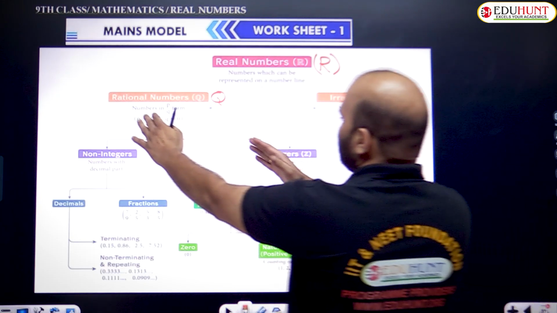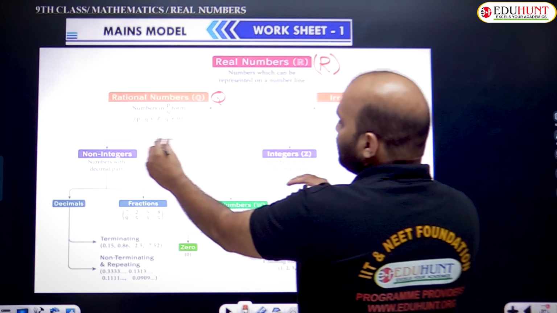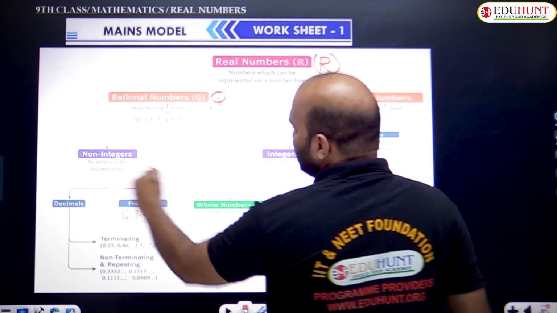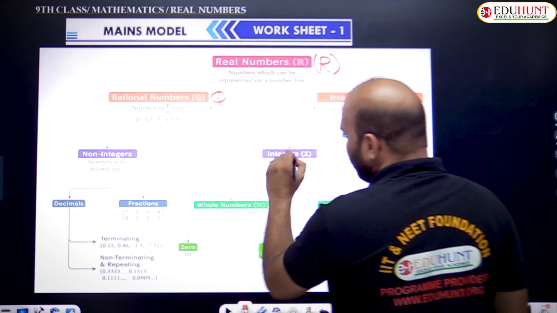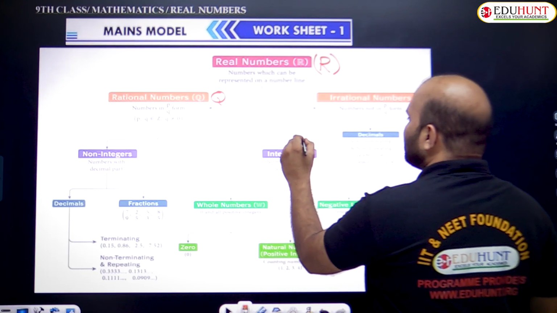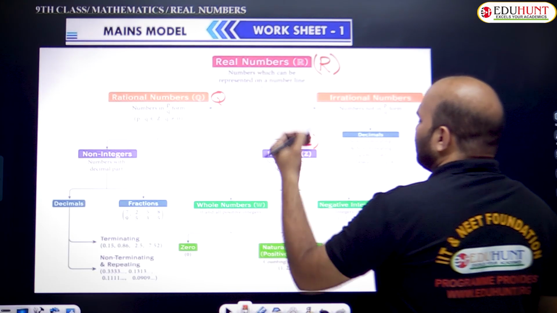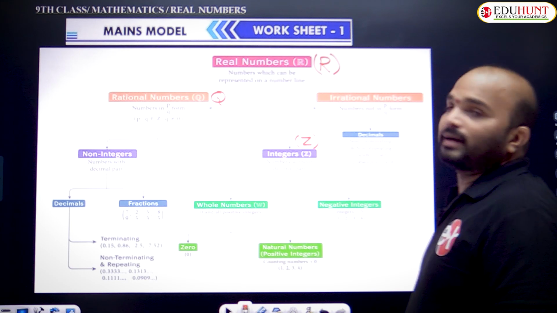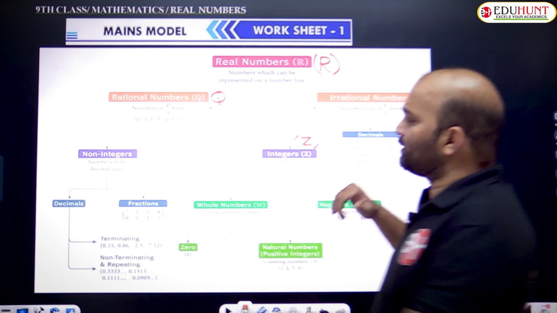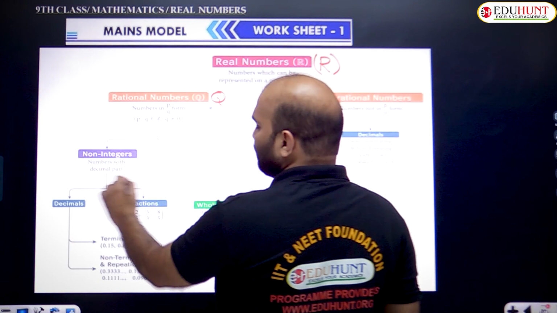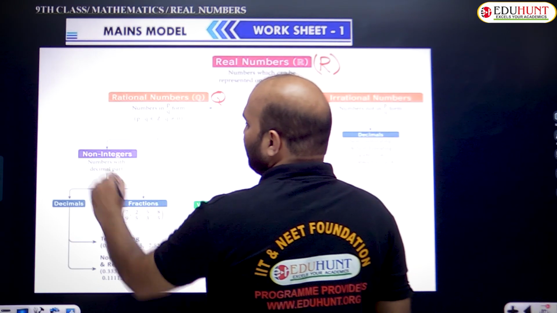Rational numbers can be divided into two parts again, non-integers and integers. What are integers? Integers are denoted by Z. They are numbers without a decimal part. What are non-integers? Numbers with decimal parts. Am I clear? So clearly we need to notice that.